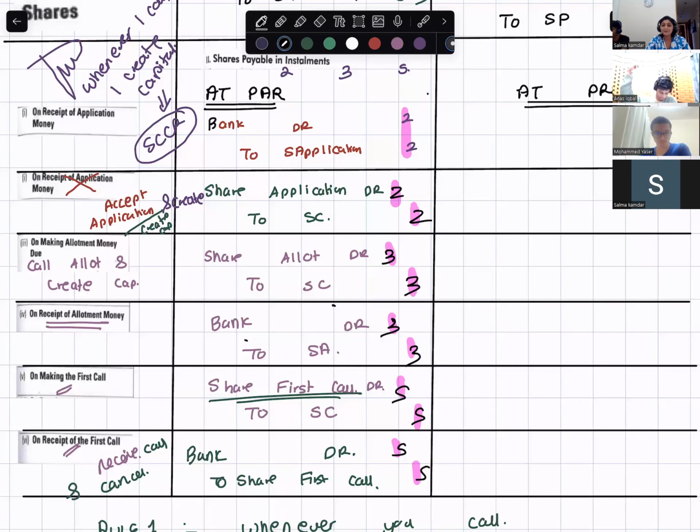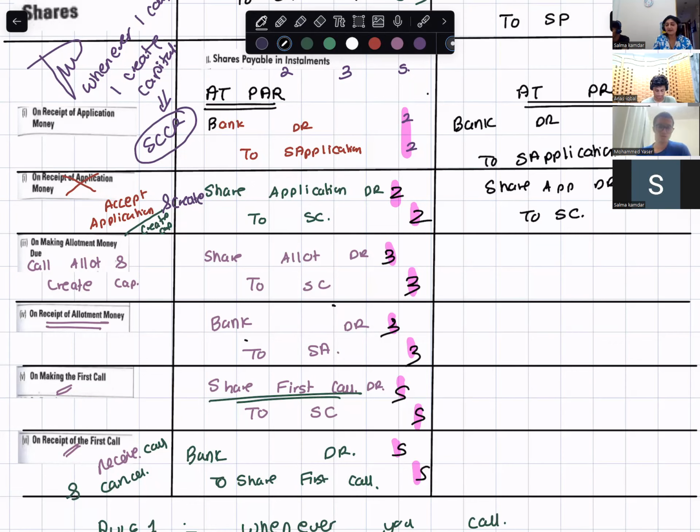When you're issuing shares at premium, can you give me the journal entry to receive application money? It will be bank debit to share application. Anas, please be with me. Yes, ma'am. You accept the application. What will be the entry? It will be share application debit to share capital.